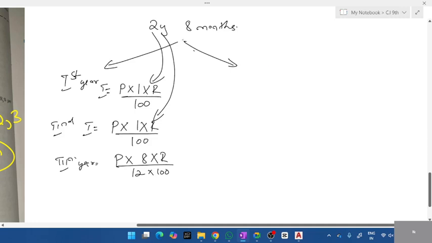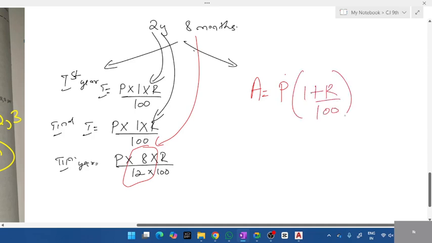See, this is how we solve, students. 2 years, 8 months. For the first 1 year, 1 year. For 8 months, this is the calculation: 8 divided by 12. If you go with the formula, amount is equal to, what's the formula for amount? P into 1 plus R by 100.